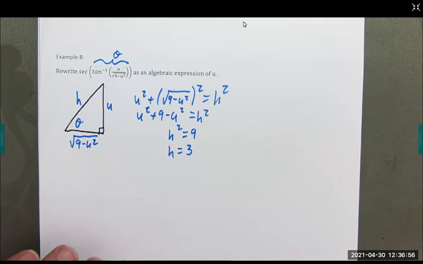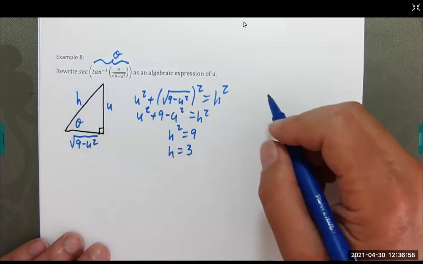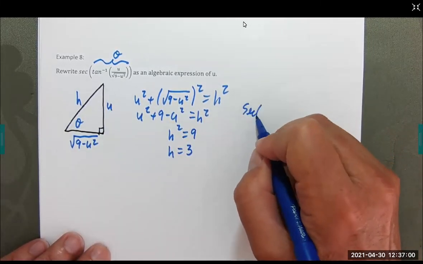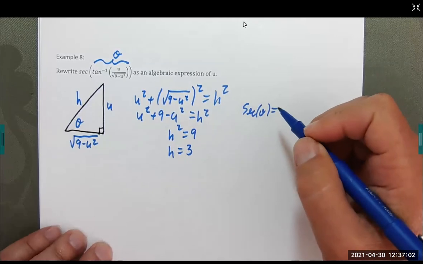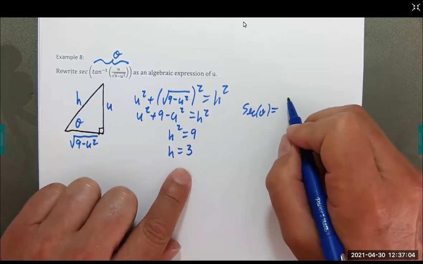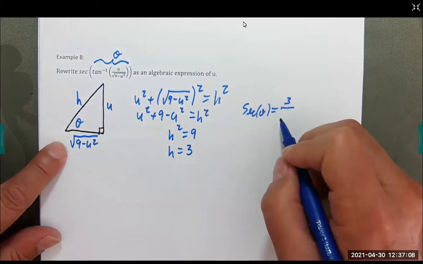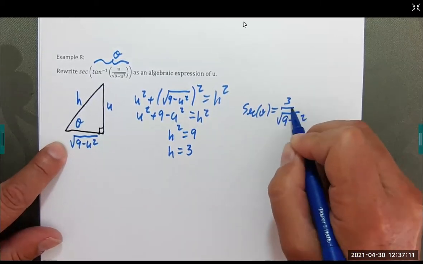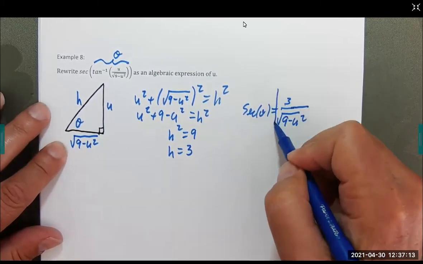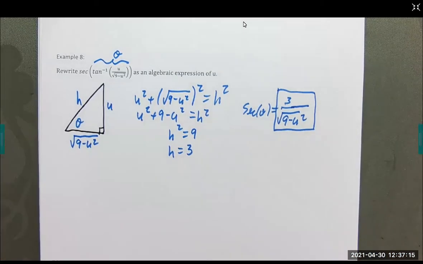And we want to know the secant, that's the hypotenuse. So the secant of our theta is the hypotenuse, that's h, or 3 in this case, over the adjacent, which is the square root of 9 minus u squared. So those last two are a little dicey, but they're not too bad.